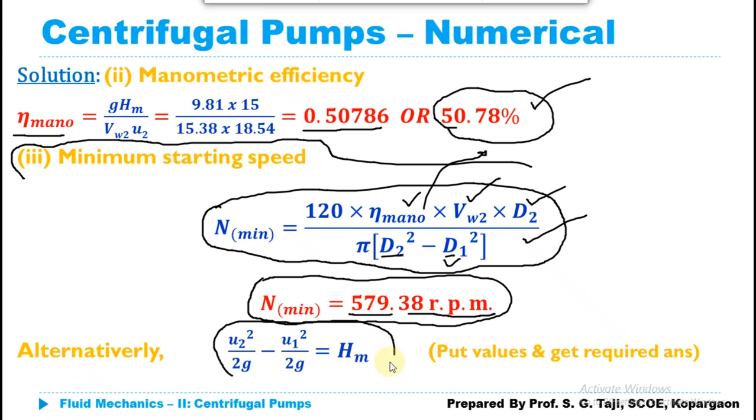In case you forget this particular expression, then you can go with this expression as well. If you have the value of U1 and U2 and the manometric head, in that case you can simply go with U2 square divided by twice of g minus U1 square divided by twice of g is equal to Hm. Just simply putting all the values, U2 is equal to pi D2 N divided by 60, U1 is equal to pi D1 N divided by 60, and just calculating the value of N from there. You will be getting the same answer in that case as well.